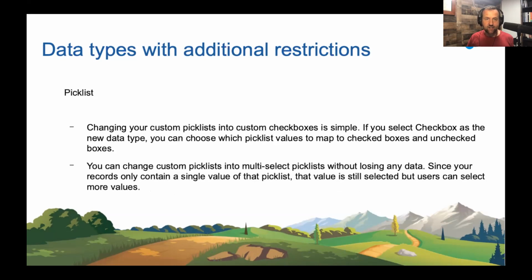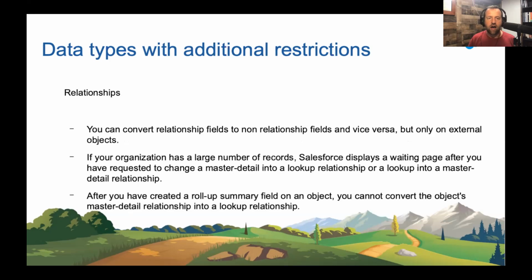Next, picklist, which has data restrictions. If you change your custom picklist into custom checkboxes, it's easy. If you select checkbox as the new data type, you can choose which picklist values to map to checked boxes and unchecked boxes. You can change a custom picklist into a multi-select picklist without losing any data. Since your records only contain a single value of that picklist, the value is still selected, but users can select more values. You can convert relationship fields to non-relationship fields and vice versa, but only on external objects.